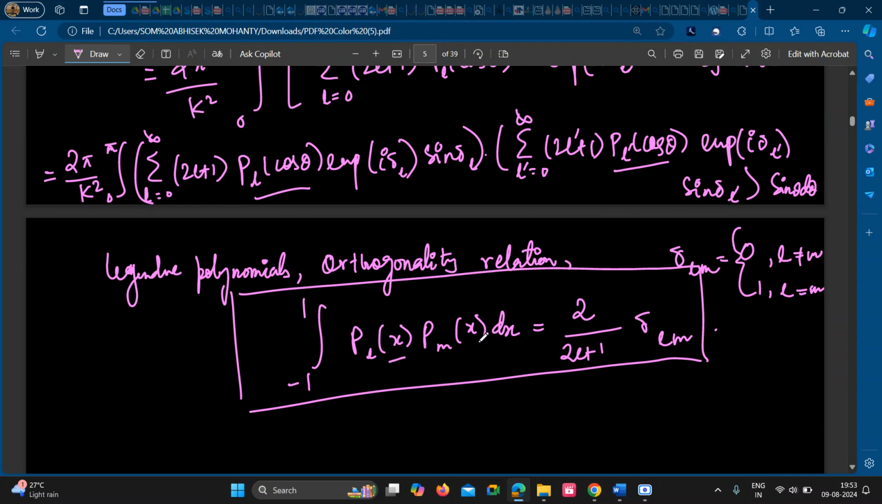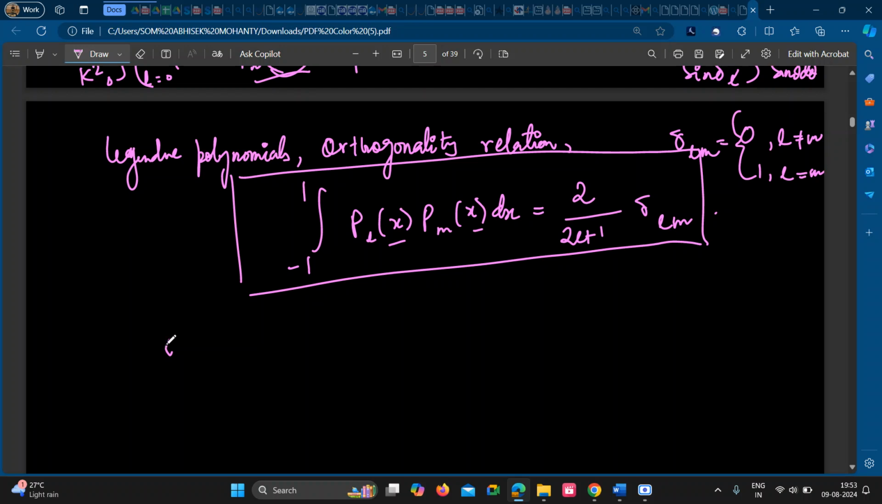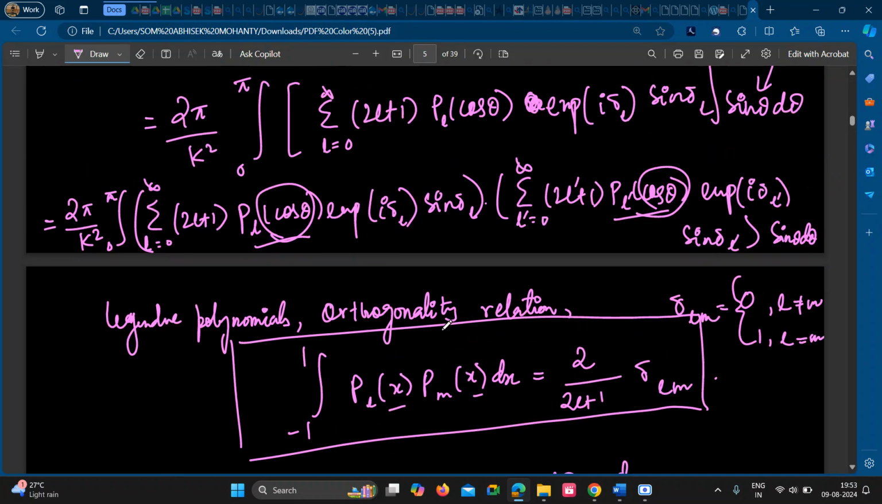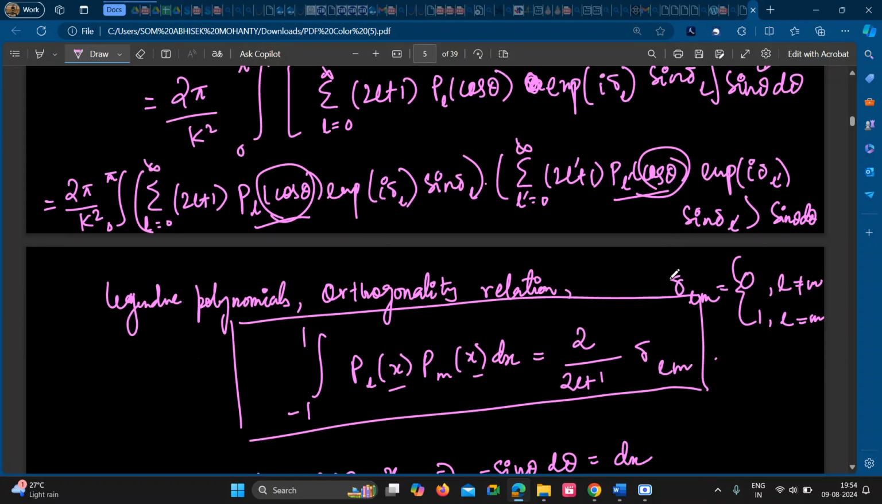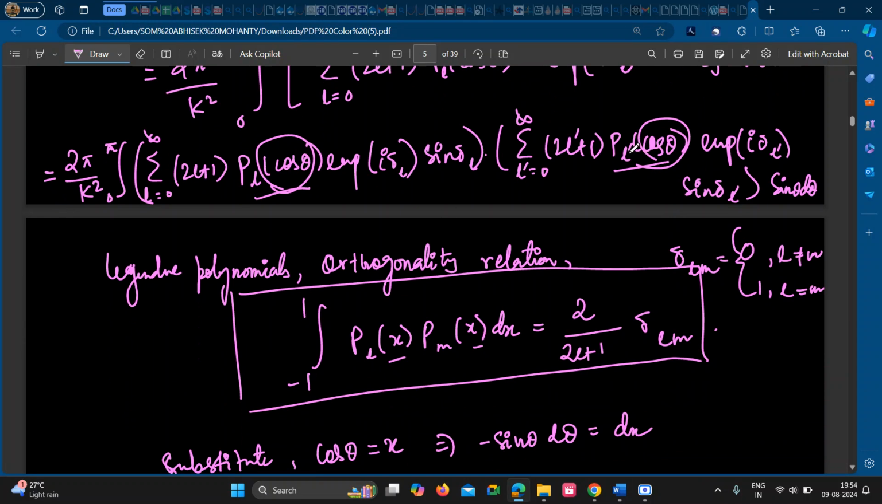See here PL(x), PM(x). So let's change this cos theta into x. I will substitute cos theta equal to x. So what will I get? Minus sine theta d theta as dx, right? And the limits will also change, and this will become PL(x), this will be PL dash (x). And there is one thing, this L should be equal to L dash. Otherwise, this whole integration will become zero and there will be no meaning. So L should be equal to L dash, and I will get 2 divided by (2L+1) delta LM.